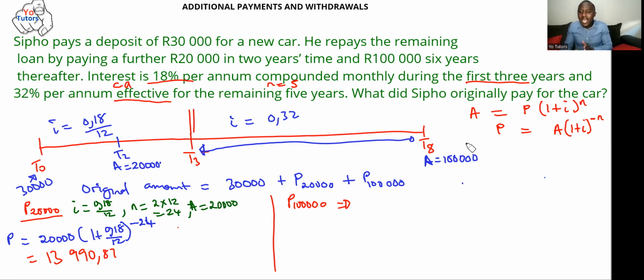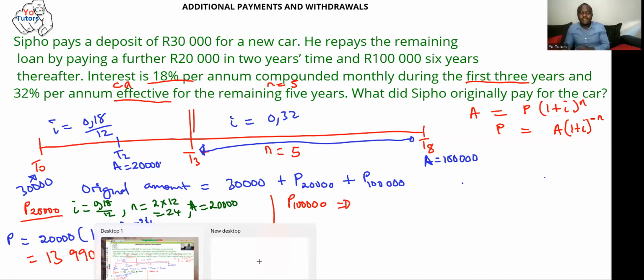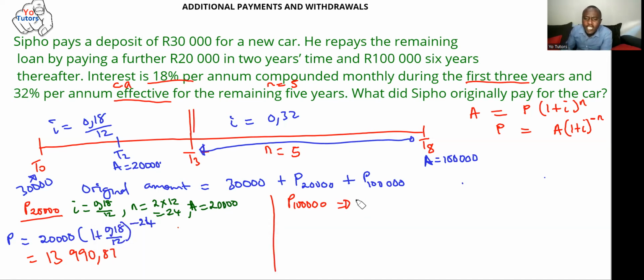And we know that 100,000, we want to know what it was here at T3 before we change the interest rate. So let's do that. How do we do that? We know that our I in this case is 0.32. What about our N? Our N in this case is going to be just 5, because this one is effective and it's 5 years there. Okay, so let's do that.